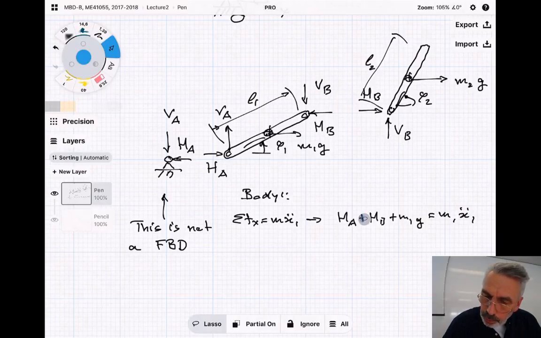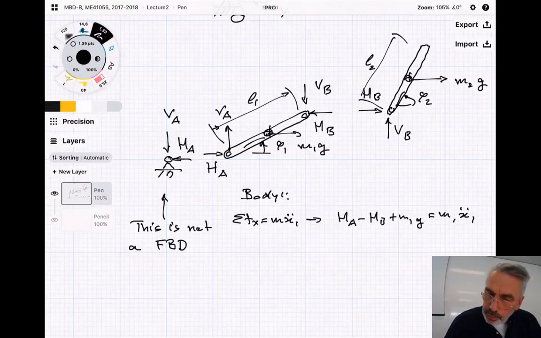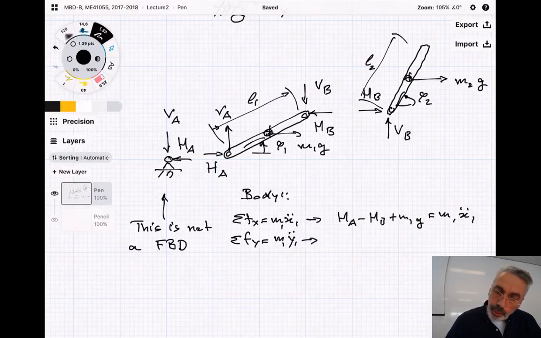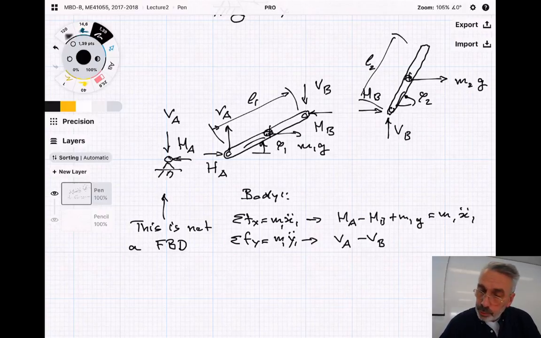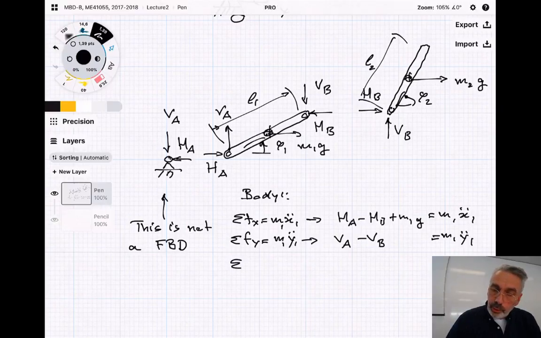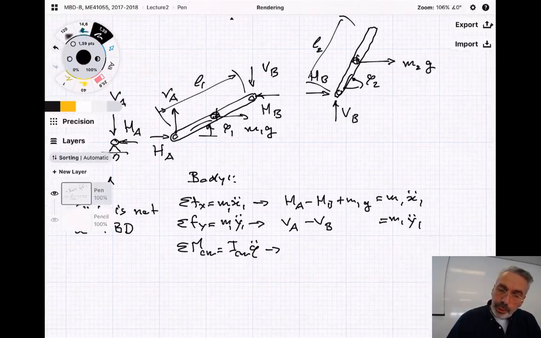Yeah, this should be a minus. Same for the other direction, sum of the forces in the y direction is the mass 1 times the y double dot 1, being, I have a VA, and now I know it's a minus VB. The gravity works always vertical in our world, and that should be m1 y double dot 1. And then finally, Euler, the sum of the torques about the CM is the I_CM times phi double dot. Now that's a bit more complex, I guess.